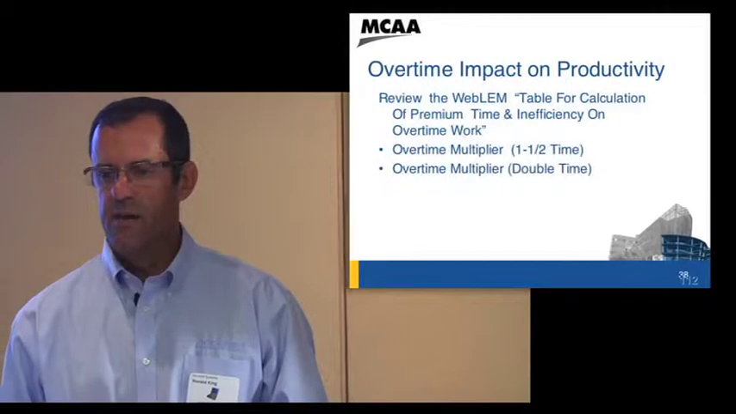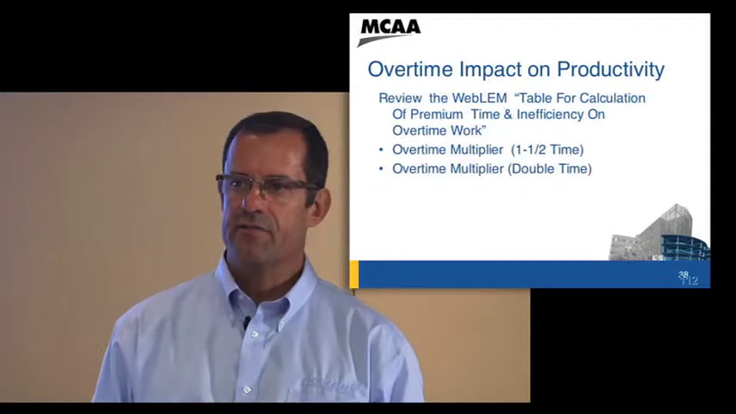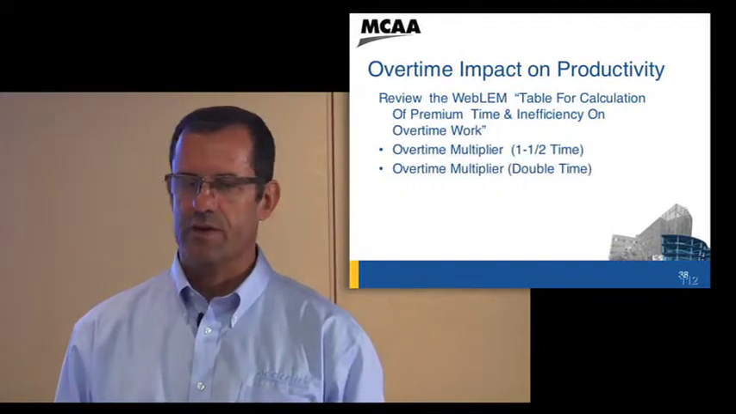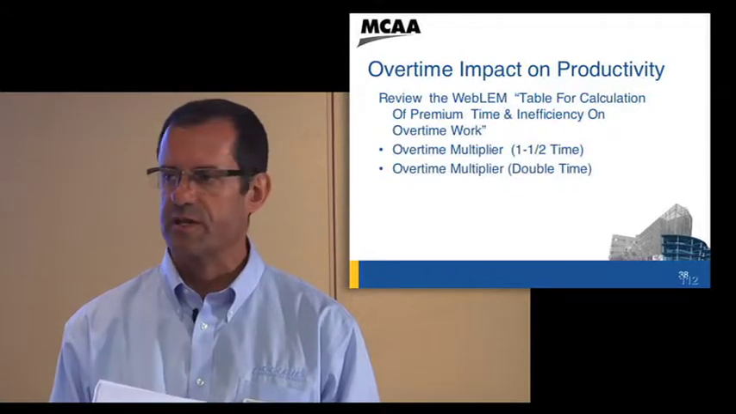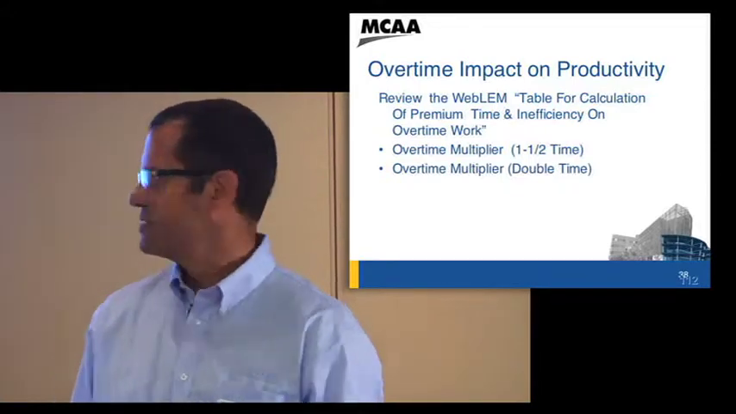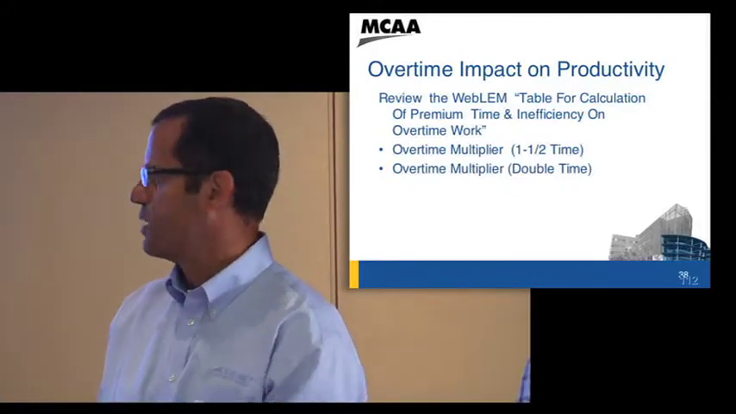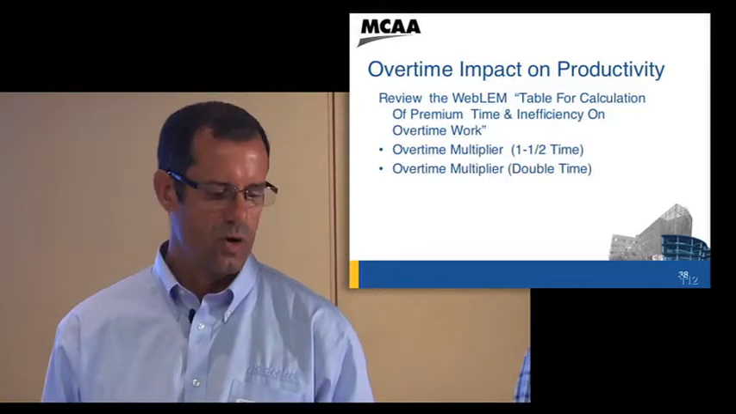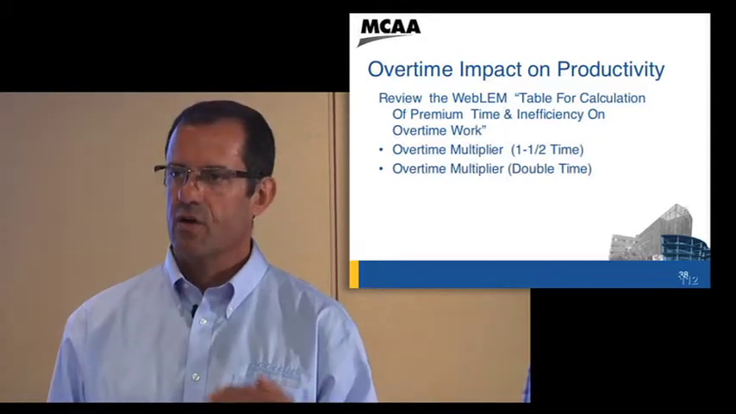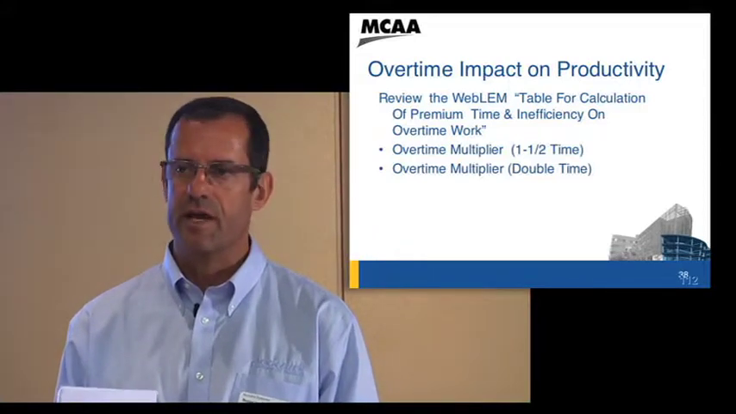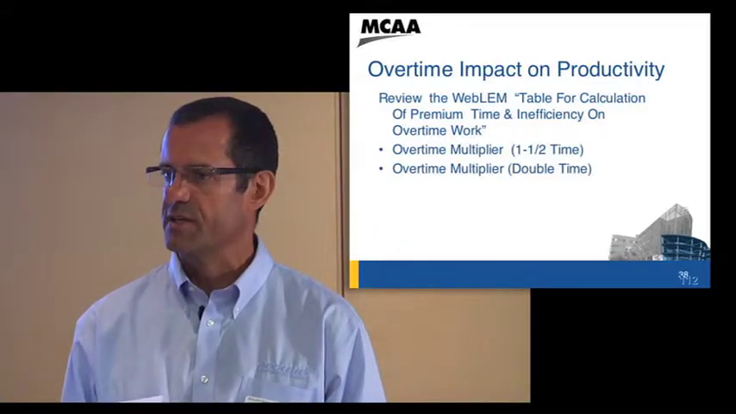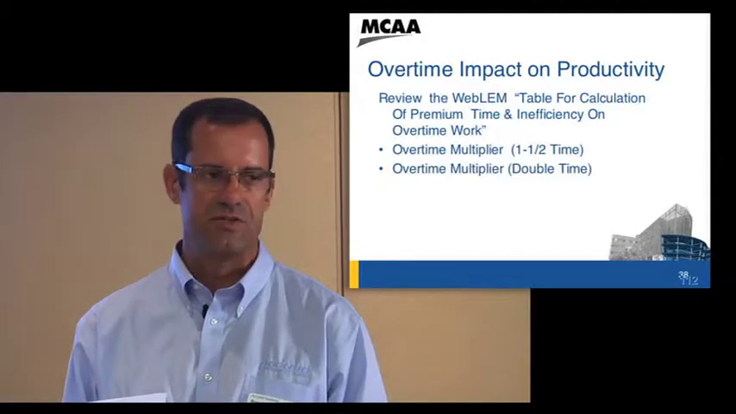So there's a couple tables in the WebLim, and if you're trying to figure out the impact on your labor, if you're working 6/10s, for instance, there are a couple charts. One of them is this overtime multiplier at time and a half, and then there's also one at double time. You can go look up on that chart, and it'll tell you what the inefficiency factor is for working that particular shift. So 6/10s is a 17% inefficiency.